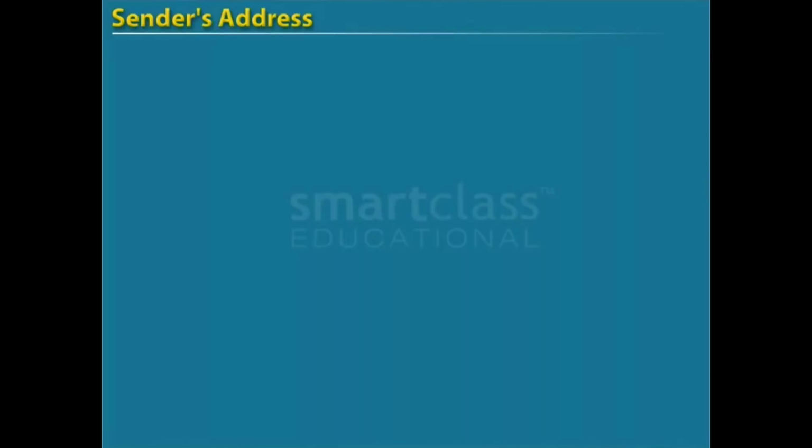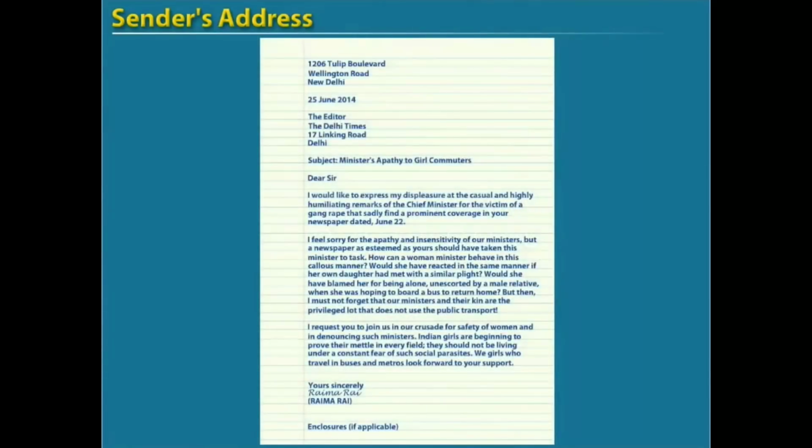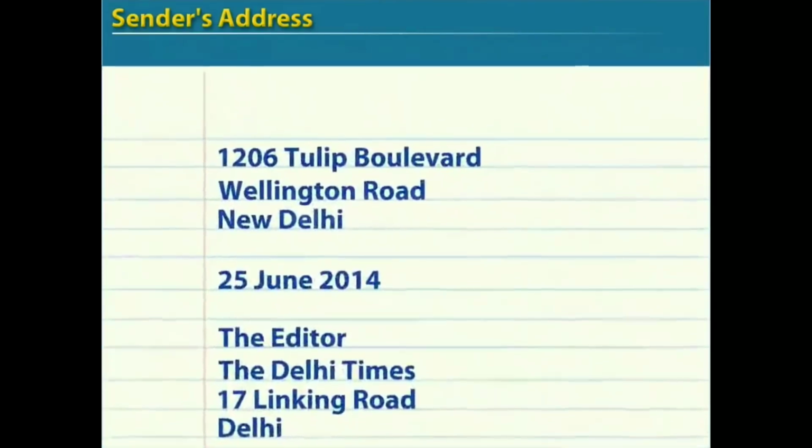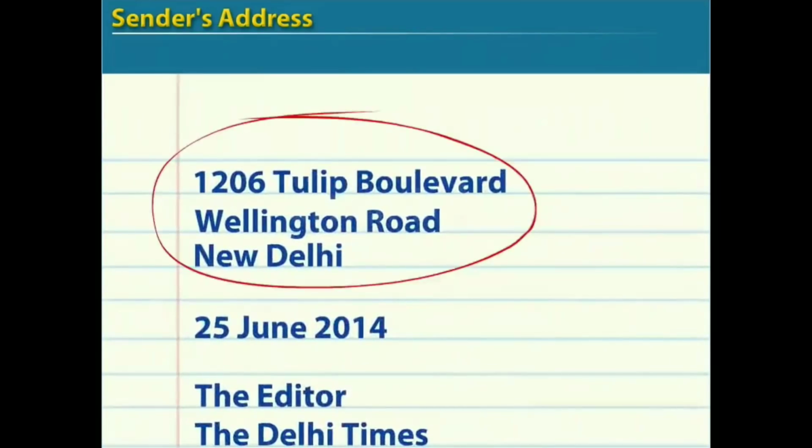Sender's address. Write this on the top left-hand corner of the sheet. This is the address on which the addressee would reply. The sender's name is never mentioned here. Do not use any punctuation marks in the address.